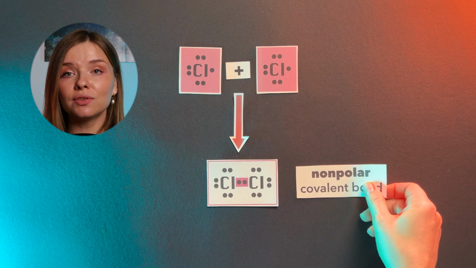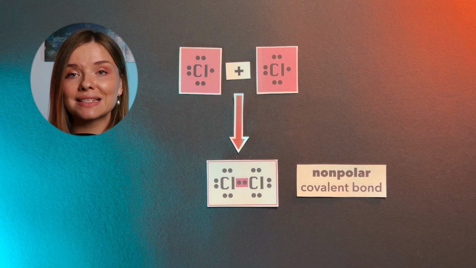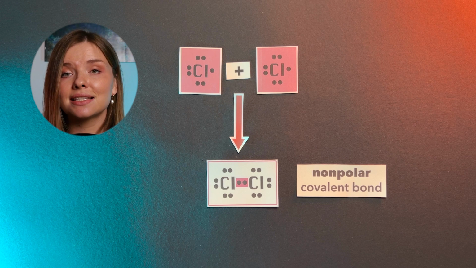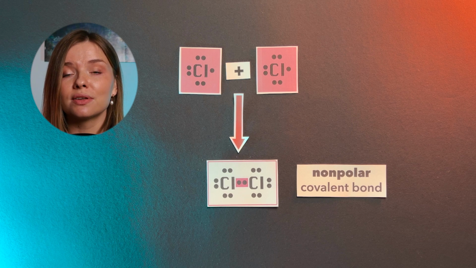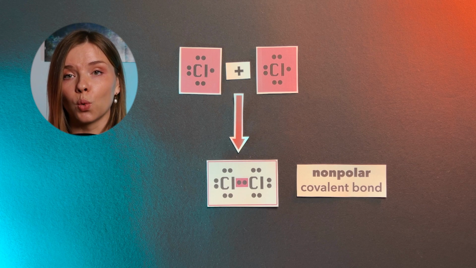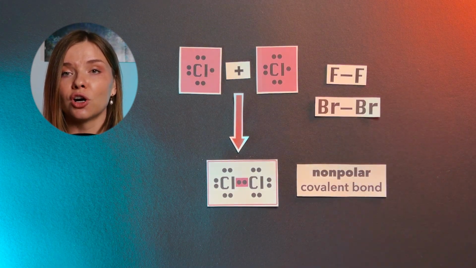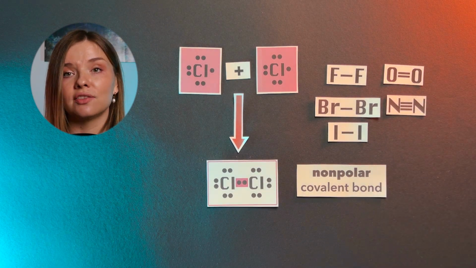This chemical bond is called a non-polar covalent bond. Both atoms evenly share 2 bonding electrons. Since it's the same chemical element, neither atom can pull the bonding electrons towards itself. The same type of chemical bond exists in fluorine, bromine, iodine, oxygen and nitrogen.